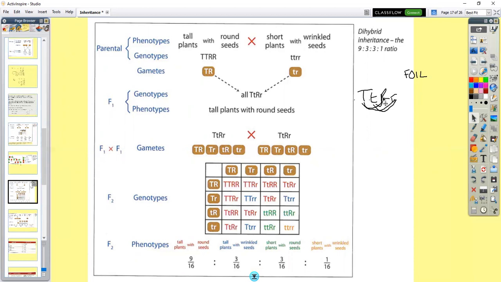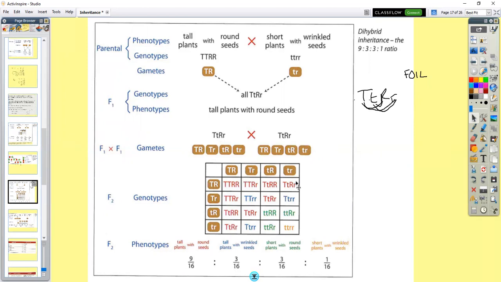Okay, so you take the firsts, the big T and the big R, the outers are the big T and the small r, the inners are the small t with the big R, and the lasts are the small t with the small r. That's for this particular cross here, where you have the heterozygotes for both. Okay, so they're tall and round versus tall and round, but they're heterozygotes. Okay, so 4 gametes for this one, which you can see down the bottom, 4 gametes for this one, which you can see at the top.